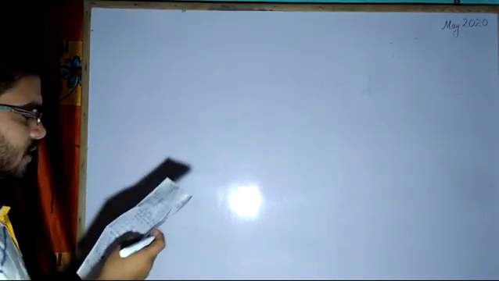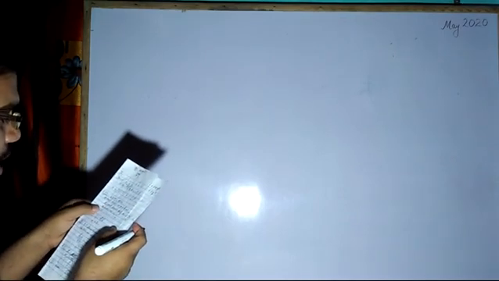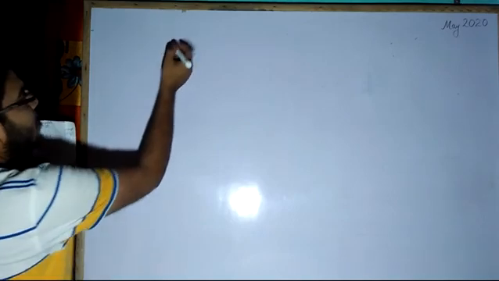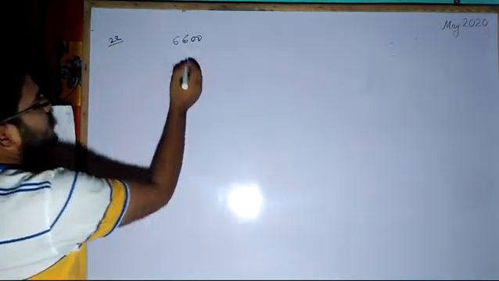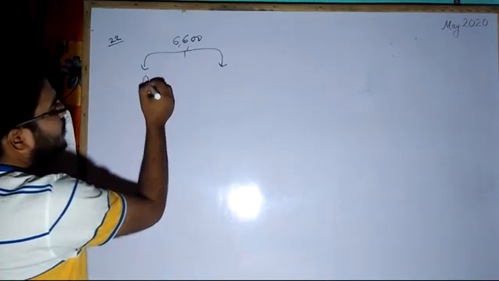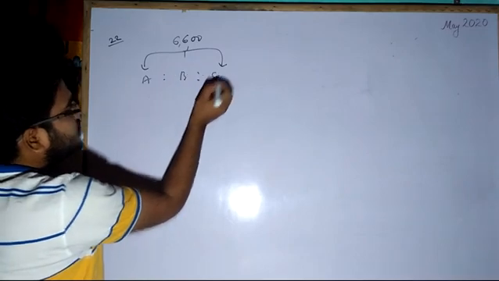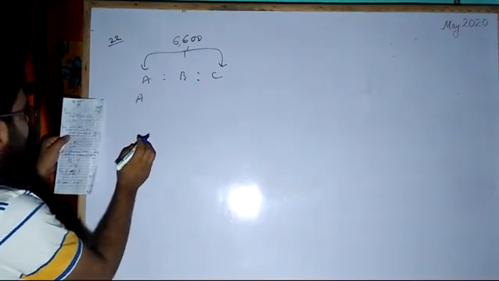Question number 22 says that we have to divide 6600 between A, B and C such that A has twice as much as B and B has half as much as C. So we have to divide 6600 in the ratio A is to B is to C. A is having how much? The statement says A has twice as much as B, and the second statement says B has half as much as C.